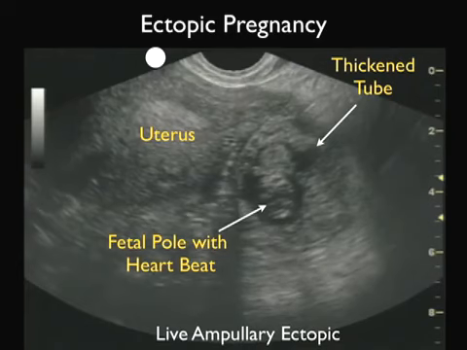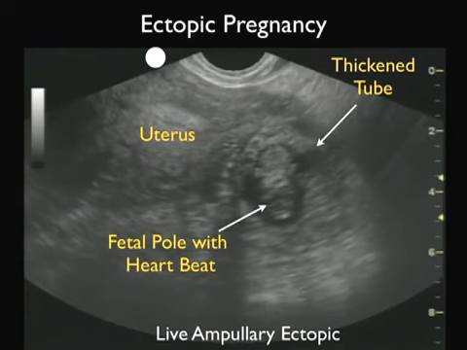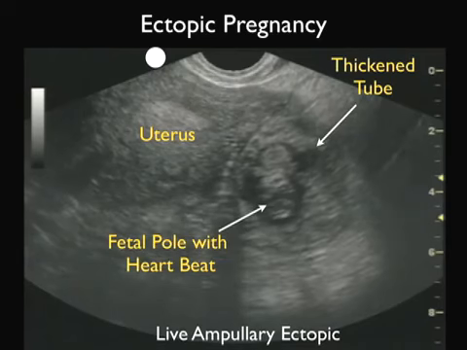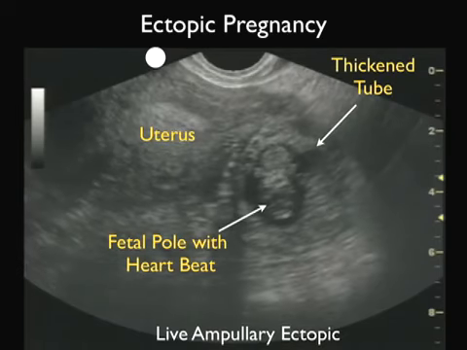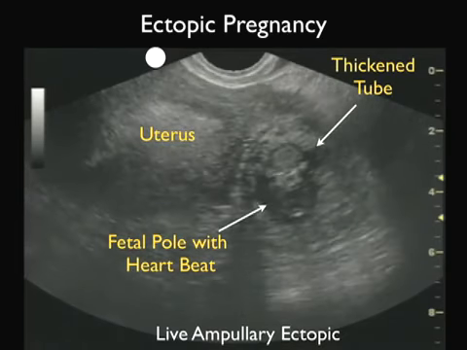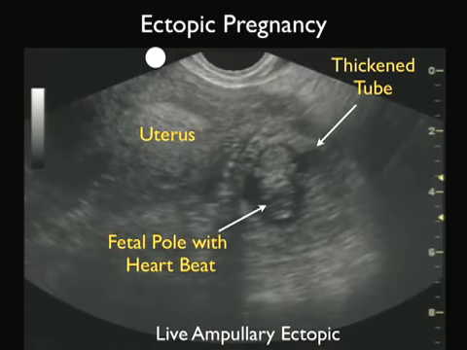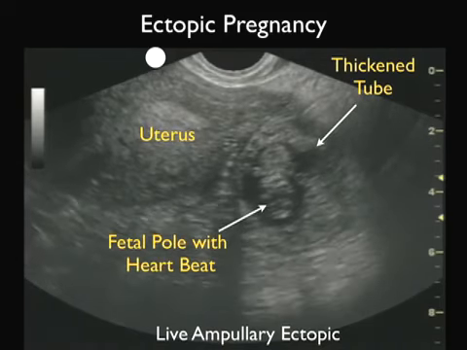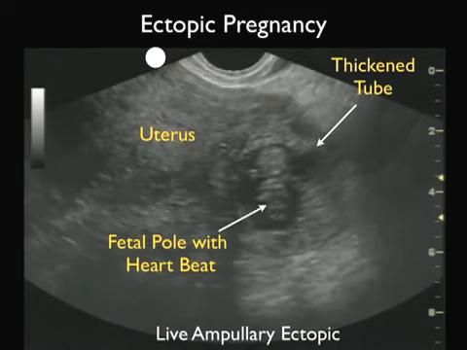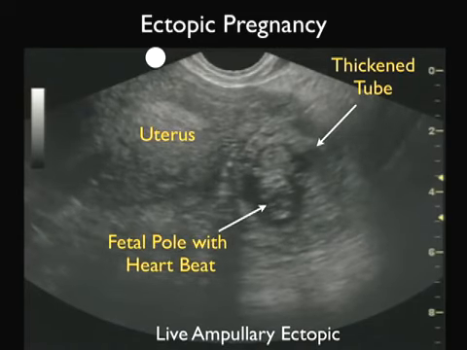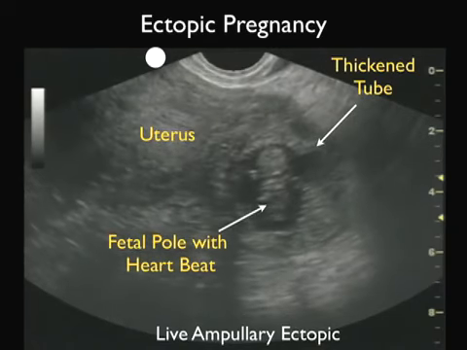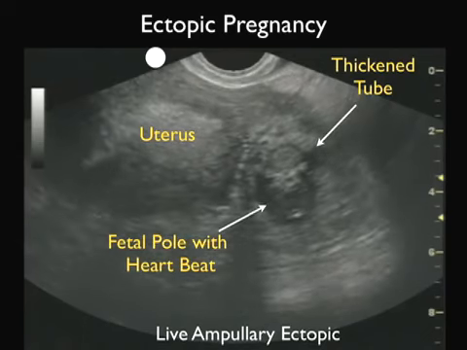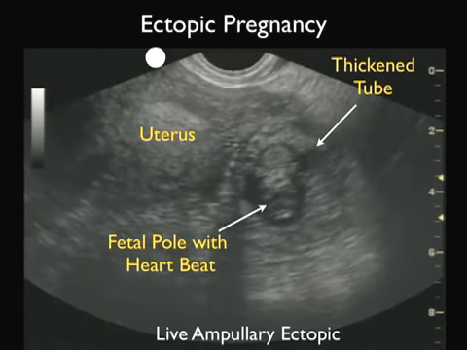Interestingly enough, as we measured the crown rump length of this ectopic, it turned out to be 8 weeks gestation. This is interesting as most ectopics in the tubes will rupture at about the 6-week mark. Unfortunately, this patient was not a candidate for methotrexate therapy, as the presence of a heartbeat in an ectopic pregnancy is a high likelihood risk that methotrexate therapy will fail. So this patient needed to have surgical excision of the ectopic pregnancy.